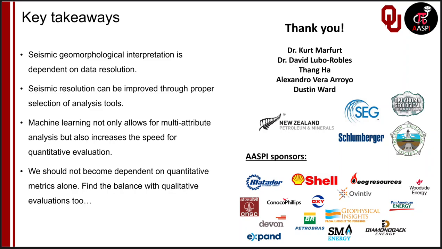Machine learning is going to allow us to be able to evaluate multiple attributes at the same time, and it's also going to help increase the speed for quantitative evaluation. However, we want to make sure that we're not just becoming dependent on what the statistics are telling us. We need to make sure that we're also balancing it with the qualitative evaluation, make sure that we're putting eyes on the data as well.